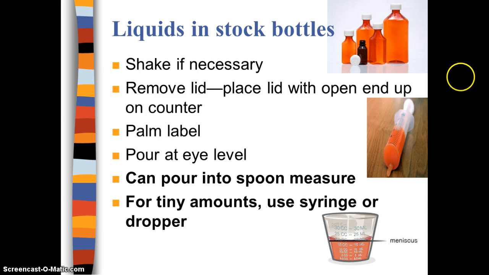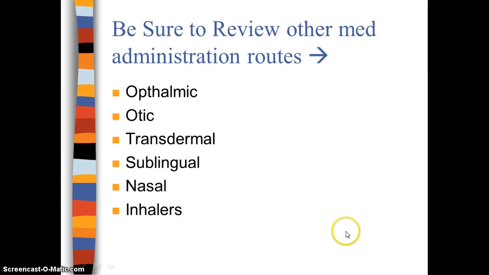Liquids may come in stock bottles, or they may come pre-packaged, as in this oral syringe here on the right hand side. Make sure that the medication is well mixed. Make sure that when you remove the lid and set it down, the lid is placed up on the counter so you don't get the lid dirty. You palm the label, which means you put your hand over the label, so when you actually pour, there's not going to be any drips that actually go onto the label of the container. And you also want to make sure that you measure accurately. We'll be doing that in lab.